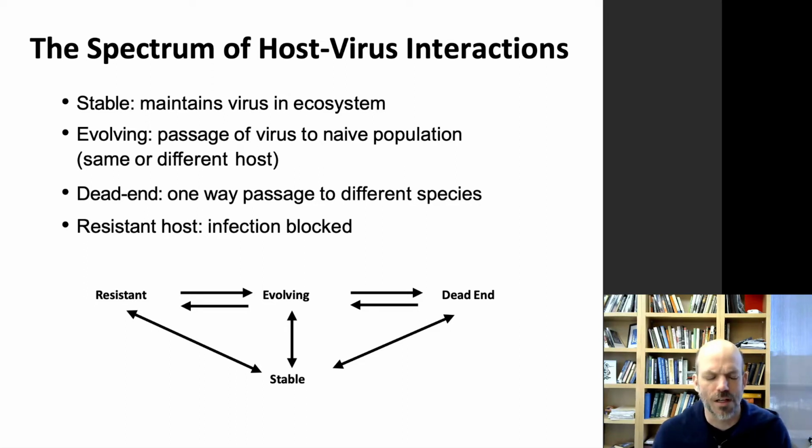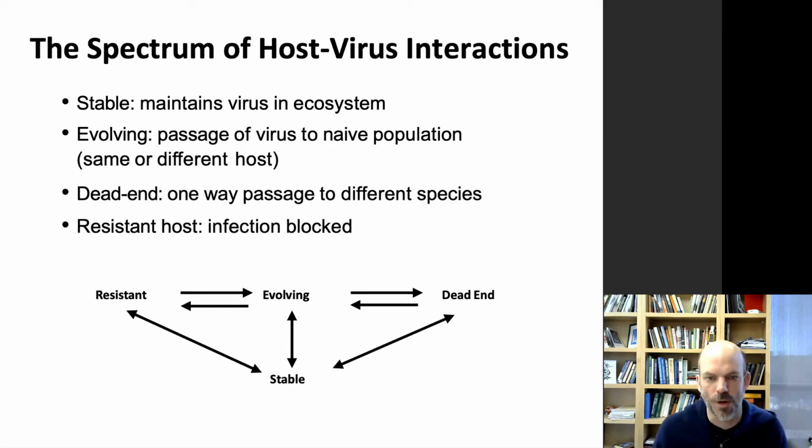Evolving is a somewhat unfortunate choice of term because a virus is always evolving biologically, according to Darwinian evolution by natural selection. This use of the word evolving means that the nature of the relationship between the host and virus is changing over time, so it's using that sense of the word evolving, not biological evolution, because viruses are always evolving biologically.